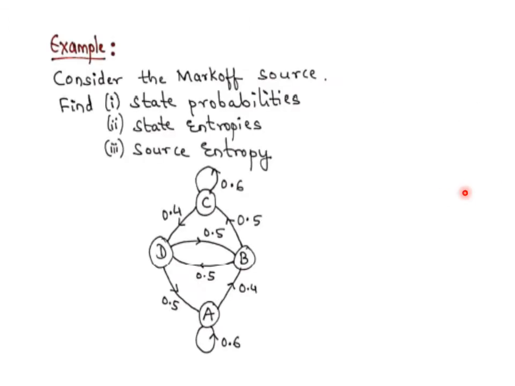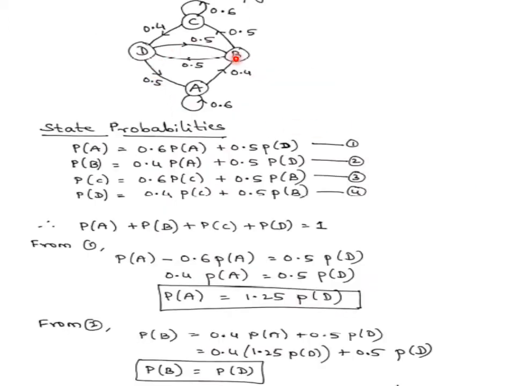So the problem statement is as follows. Consider the Markov source and find state probabilities, state entropies and source entropy. So in order to determine state probabilities, we need to write the state equations, and the state equations are written considering only the incoming probabilities.